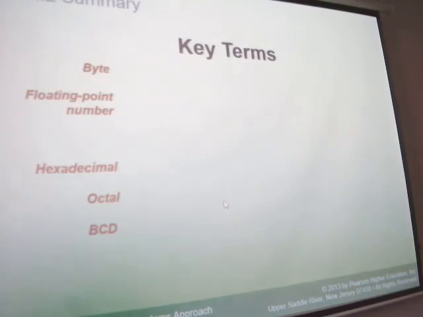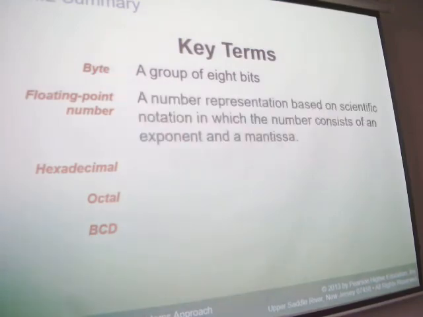Okay, we have learned this chapter 2. The key terms include byte, a group of 8 binary bits; we call this 1 byte. Floating point number, a number representation based on scientific notation, in which the number consists of an exponent and a mantissa.